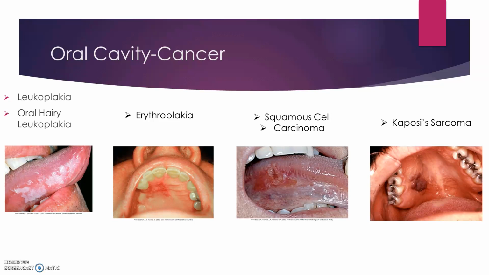Often these patients will have a history of either alcohol abuse or tobacco abuse. And then treatment can vary greatly. Oftentimes we're talking about radiation, chemotherapy, or surgical interventions.